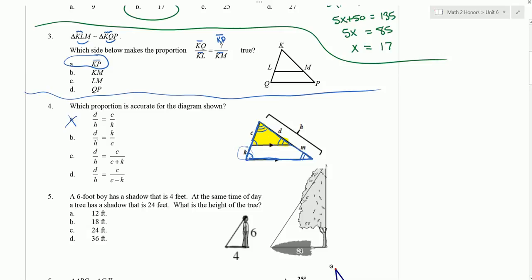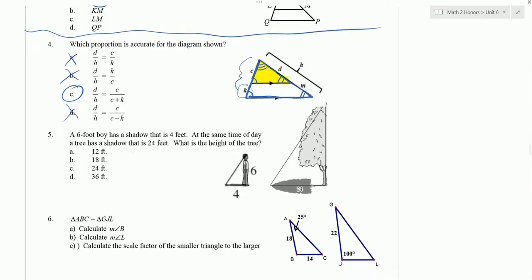So D to H, that's small to large. K to C, K again is not a side length of a triangle, so we're going to throw that out. D to H, that's small to large. And then C, which is small, C plus K is the full side length, so that's small to large. That is true. And D to H, small to large, C to C minus K now. So C is what we want to go with.